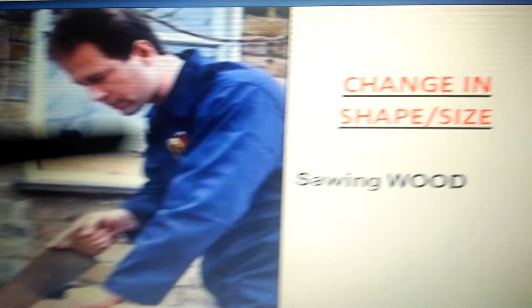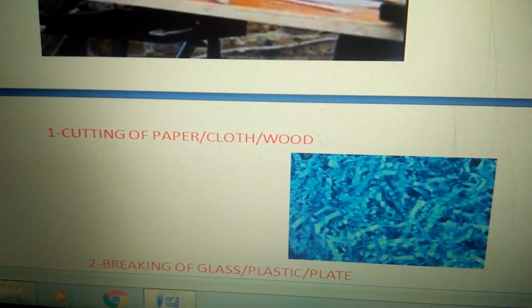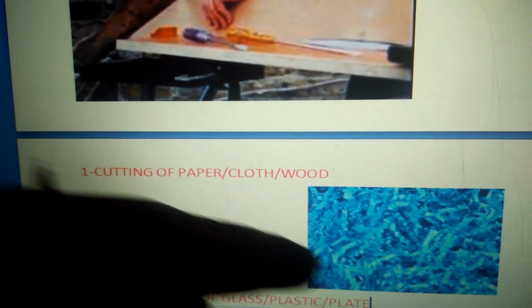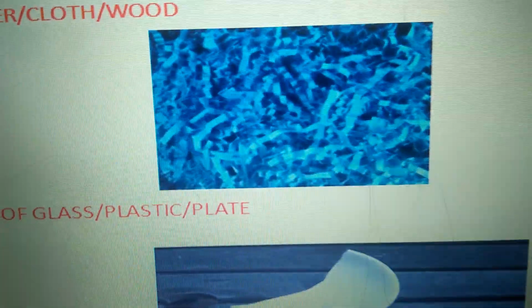Change in shape or size. This carpenter is cutting wood to make furniture. This is a change in shape and size of the wood. Similarly, shredding of paper. Here paper is cut into many pieces. It is also a change in size.